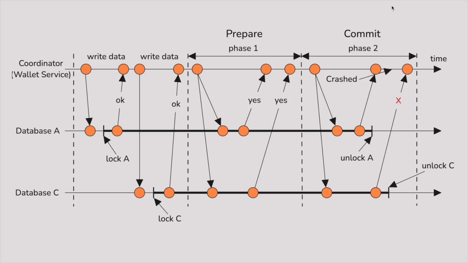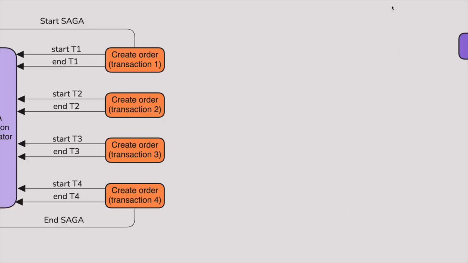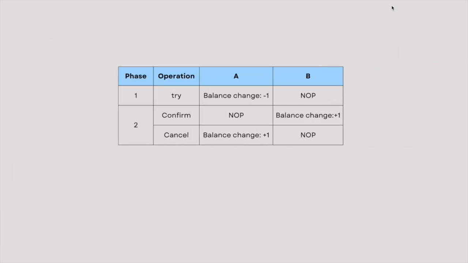So what's the alternative? The alternative is to split that multi-database coordination, have local transactions, and introduce the notion of compensating transactions that would be executed in case local transactions on the database fail. A good example of it is try, confirm, cancel. As you can see on the screen, it consists of two different phases. The first one is try, and the second one is either confirm or cancel.